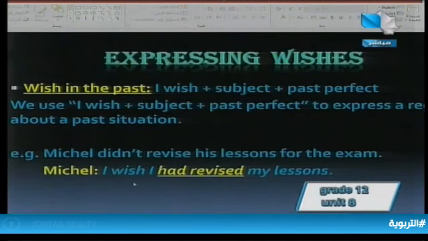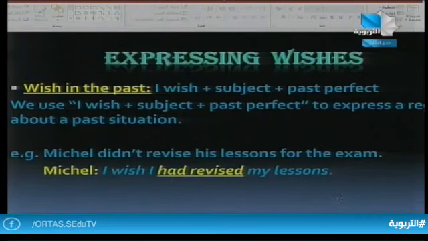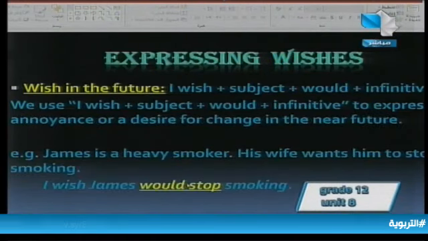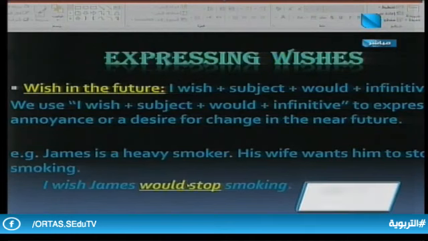Good. Now we want to make a wish. So Michel says, I wish I had revised my lessons. Why don't we use here, I wish I revised? Because he's not talking about the present, he's talking about the past. Exactly. So the verb in the wish becomes past perfect. Very nice.